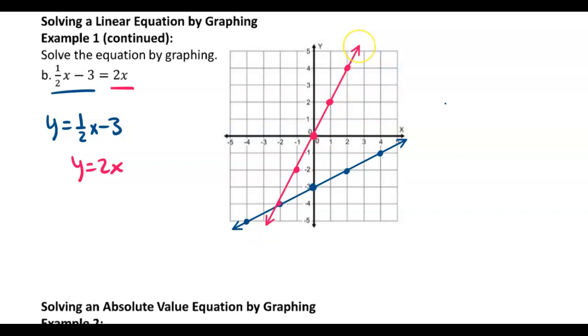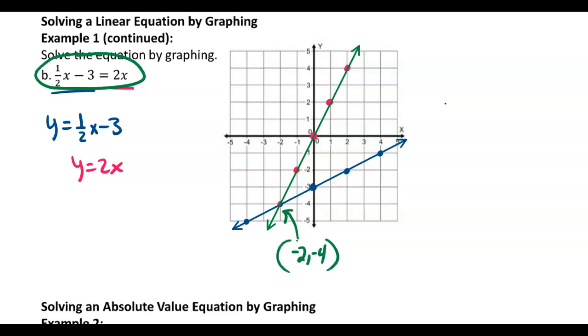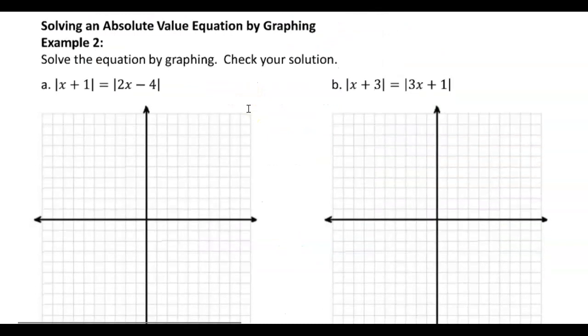Get that straightened up here. Okay, so we've got that line drawn in, and then we look at where they intersect. And they intersect at the point, let's see, that's (-2, -4). But look at this equation. We only want the x value, so x equals -2. Okay, solving an absolute value equation by graphing.